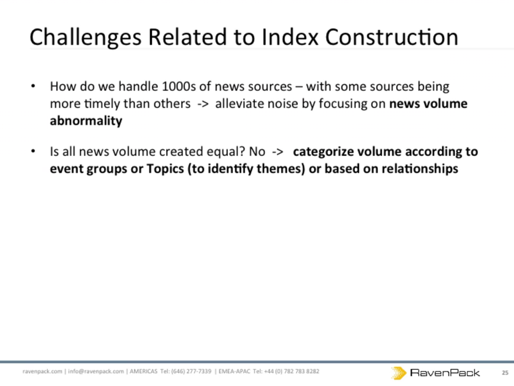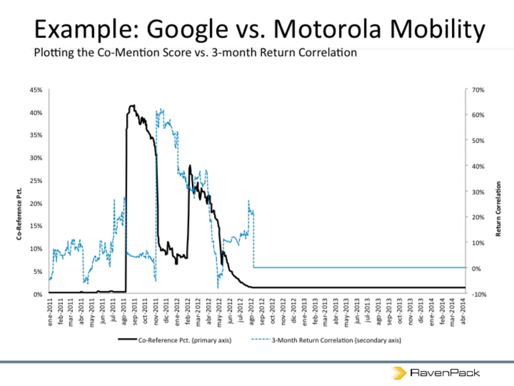But categorization doesn't have to be purely topics-based. For instance, we may be interested in focusing on volume or event themes that relate to a given relationship. Let's consider the example back in 2011 when Google acquired Motorola. Prior to the announcement, there were more or less no news mentioning the two companies in the same story. At the time of the acquisition announcement, Motorola went from 0 to accounting for more than 40% of all stories mentioning Google with some other company.